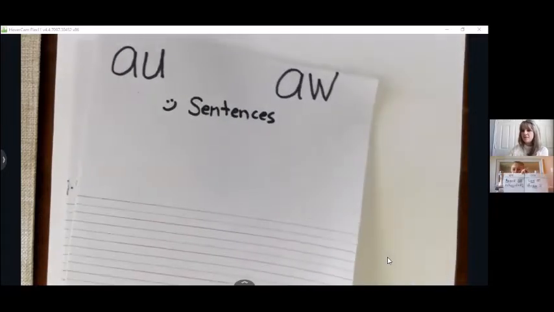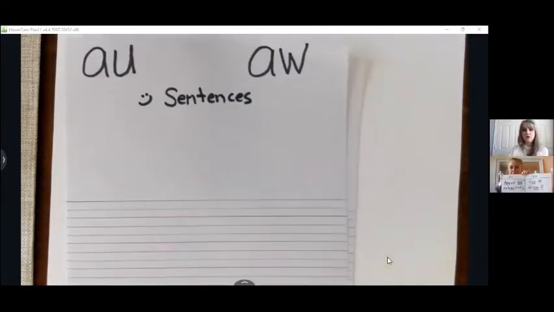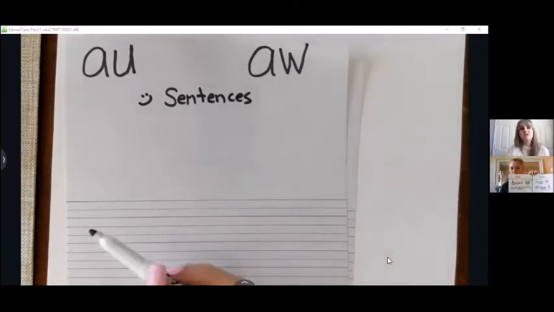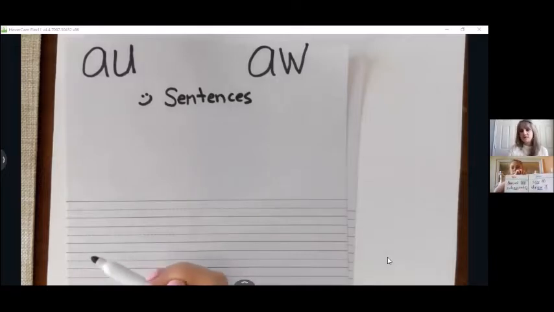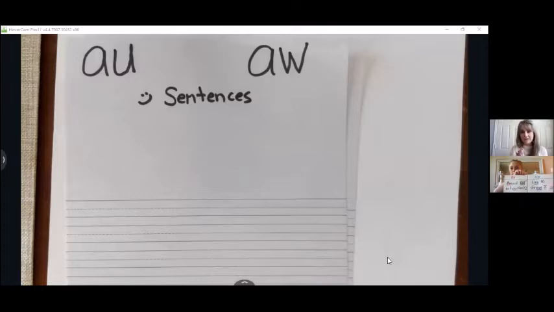So I'm going to try to use my best handwriting. You can use a pencil or a marker. And I'm going to say my first sentence. I'm going to use one of the words that we just talked about, the word straw. So I thought I could make the sentence, my straw fell on the floor. So we're going to count how many words are in my sentence. Are you ready? Let's do it together. My straw fell on the floor. So there's 6 words. So I have to make 6 lines.